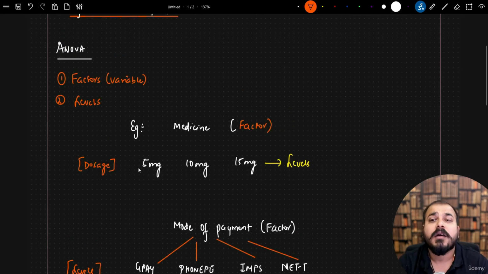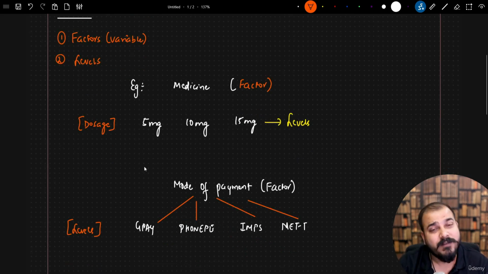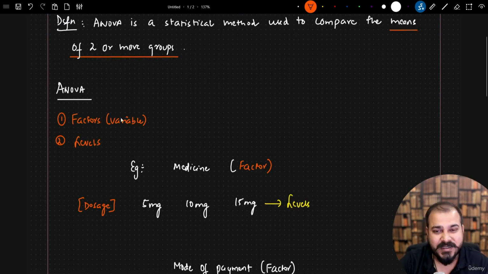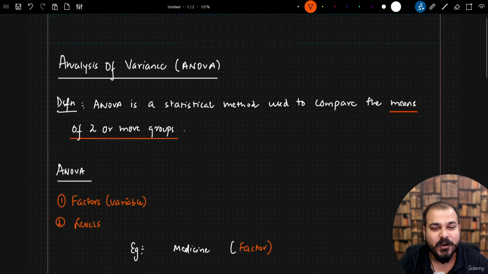I still did not talk about the difference between independent factors and dependent factors. That I will do in my next video after we discuss the assumptions. But I think you have got an idea about what exactly ANOVA is with respect to its definition: to compare the means of two or more groups. In this, you specifically have factors and levels, and that is how our data set will be available. I hope you were able to understand this video. I will see you all in the next video where we discuss the assumptions of ANOVA.